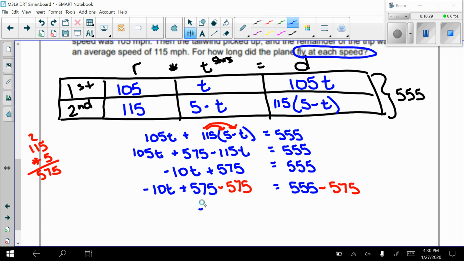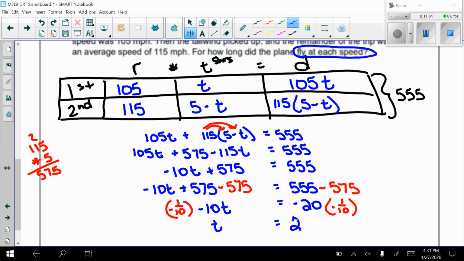On the left side, we still have negative 10t. Do not drop your negatives. 555 minus 575 is negative 20. So now I need to undo my coefficient, multiply by the reciprocal of the coefficient. So it was a negative, it stays a negative. Flip it. So negative 1/10, negative 1/10. Do not drop those negatives. That becomes t equals 2.